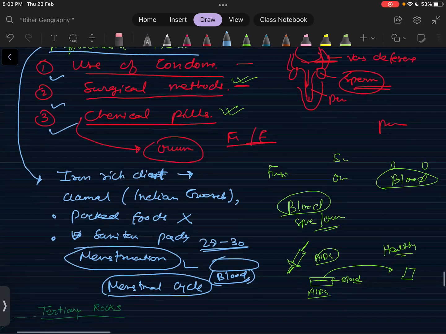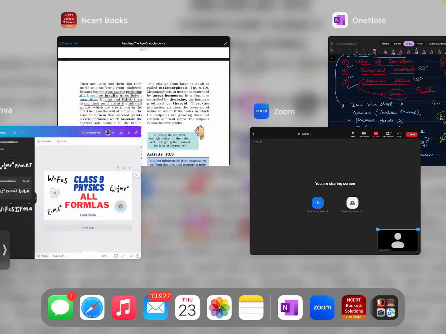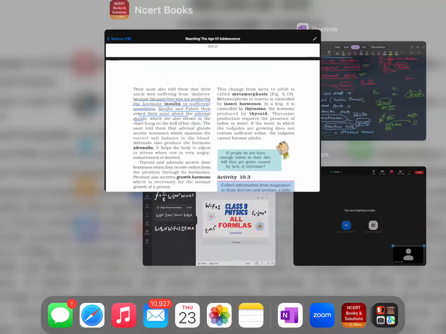Apart from these, the general thing is physical exercise, which is also very important. Another important thing you can consider is avoiding alcohol and drugs, because they disturb the release of hormones in the human body. So with this, the chapter is complete. We will now take a look at the chapter from NCERT to see if we have left anything.